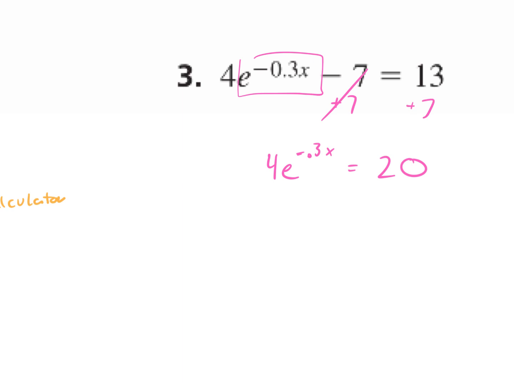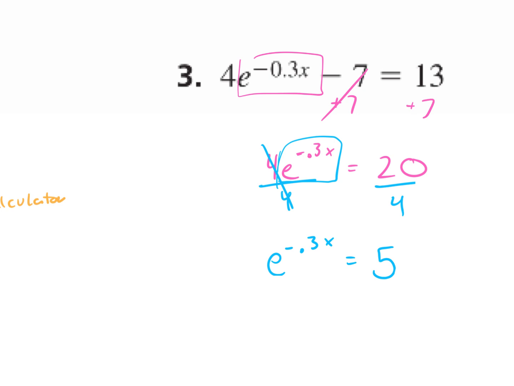What do I have to do next? Again, we want the number with the exponent all by itself. I have to divide by 4 to move that 4 to the other side now, because 4 is not the number with the exponent. 4 is being multiplied to the e. So I divide by 4. We get e to the power of negative 0.3x is equal to 5.